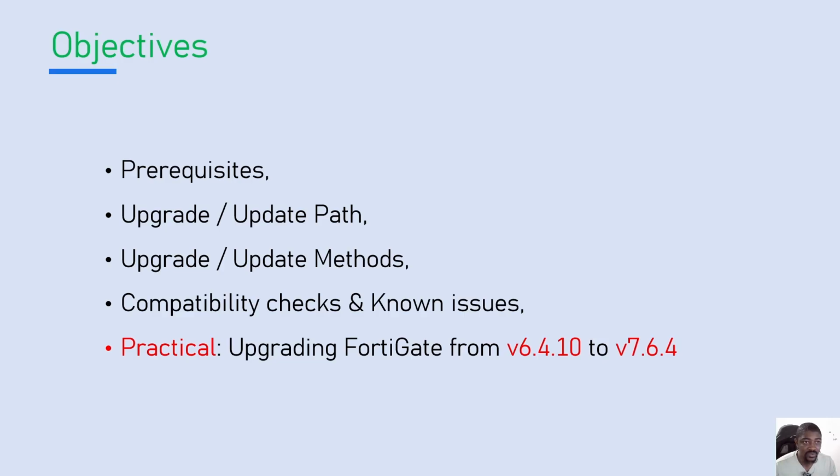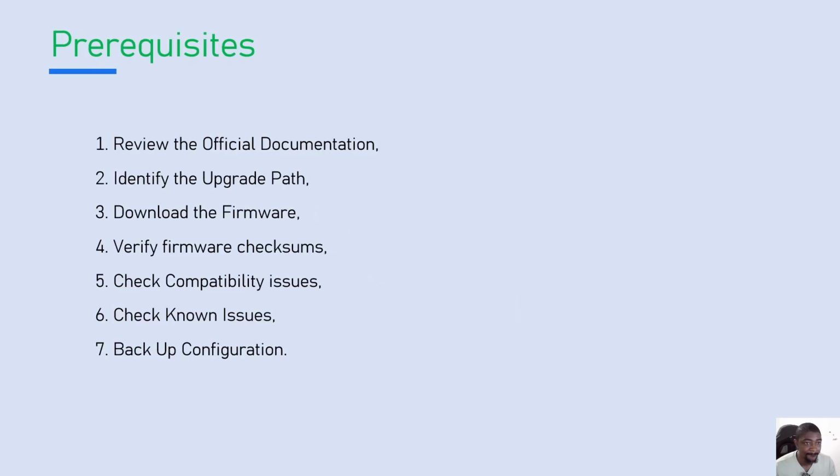So in this video, we are going to talk about the prerequisites to perform an update. We'll talk about the upgrade path recommended by Fortinet. We'll also see the two methods that are available to perform a FortiGate upgrade. Then we'll talk about compatibility checks and well-known issues. And we will conclude by doing the practical, that is doing the upgrade from version 6.4.10 to version 7.6.4.